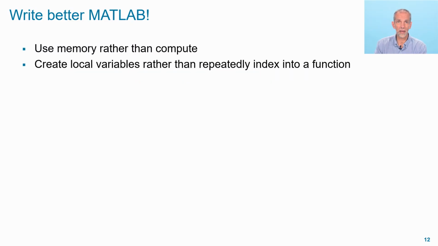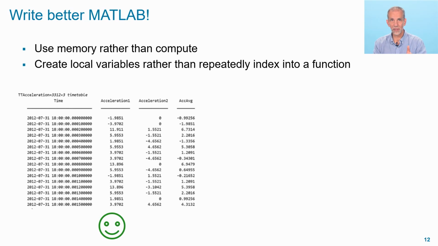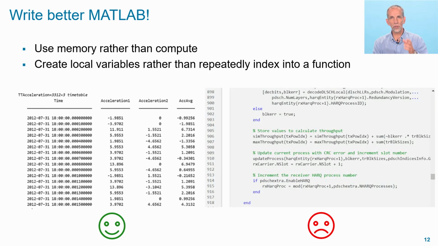Okay, more items on the Writing Better MATLAB front. If you can, use memory rather than compute. You want to create local variables, rather than repeatedly calling a function to create those variables. So if you can use a lookup table, as is illustrated on the left, you will have better performance results in almost all cases than if you use function calls. Compute is almost always more expensive than indexing into a variable. Now, here again, caveat emptor, buyer beware. Always measure before you simply assume that a certain technique is going to work for you.